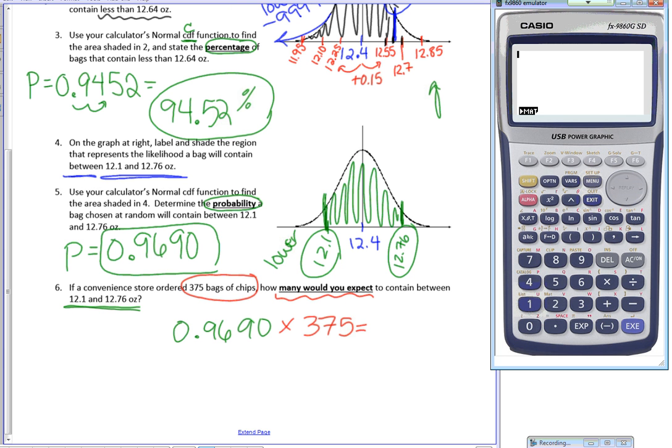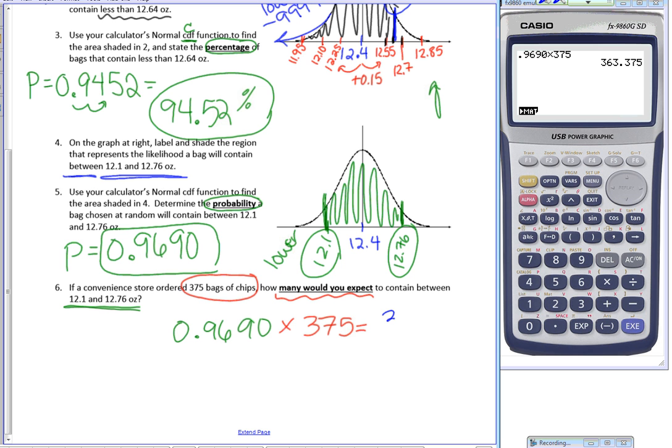So I'm going to go back to the regular run menu, and I'm going to multiply. So I've got 363.75 bags of chips. Can I have 0.75 of a bag of chips? No. 0.375, thank you. So either way, I can't have a portion of a bag of chips.